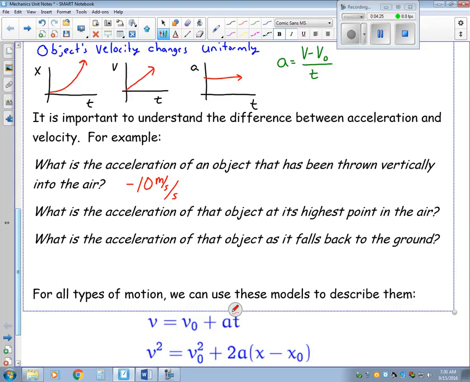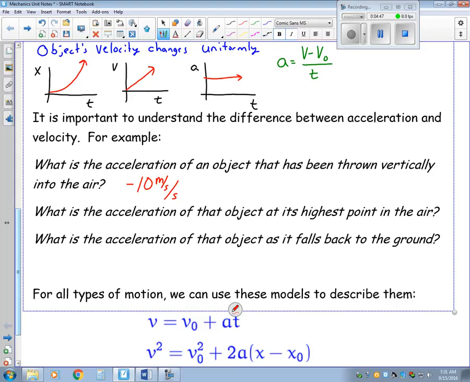So if I give something an initial velocity of 20 meters per second, so at t equals 0, it's moving at 20 meters per second. After 1 second, it's moving 10 meters per second. After 2 seconds, it's moving at 0 meters per second. That's at the very top. And then it begins falling again. What is the acceleration of the object at its highest point?